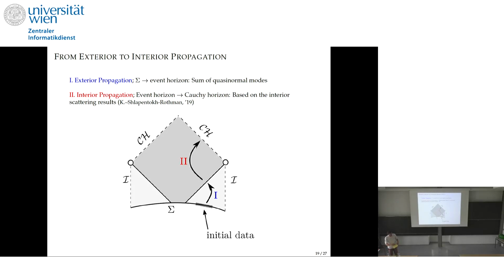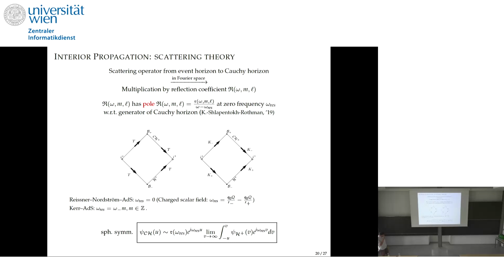So for the interior, maybe I'll write something. For the interior, the approach is based on a scattering construction from the event horizon to the Cauchy horizon. And the claim is that the scattering operator from the event horizon to the Cauchy horizon is, in Fourier space, multiplication with a reflection coefficient.